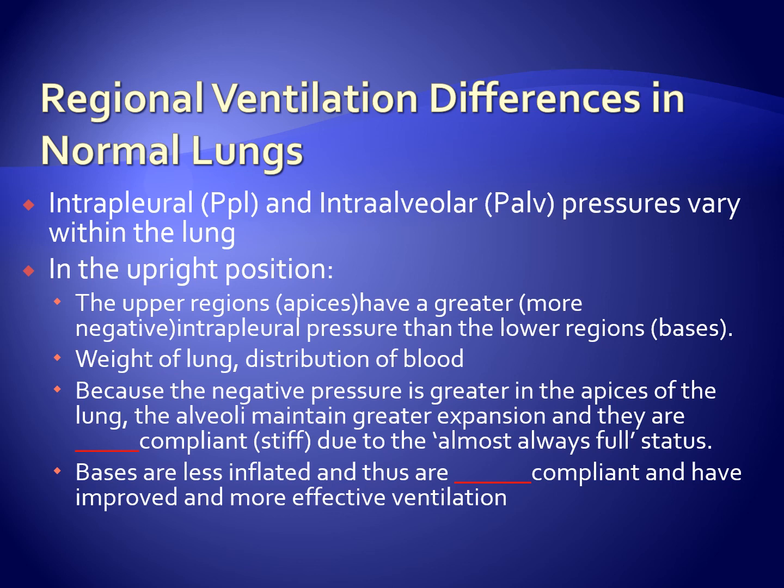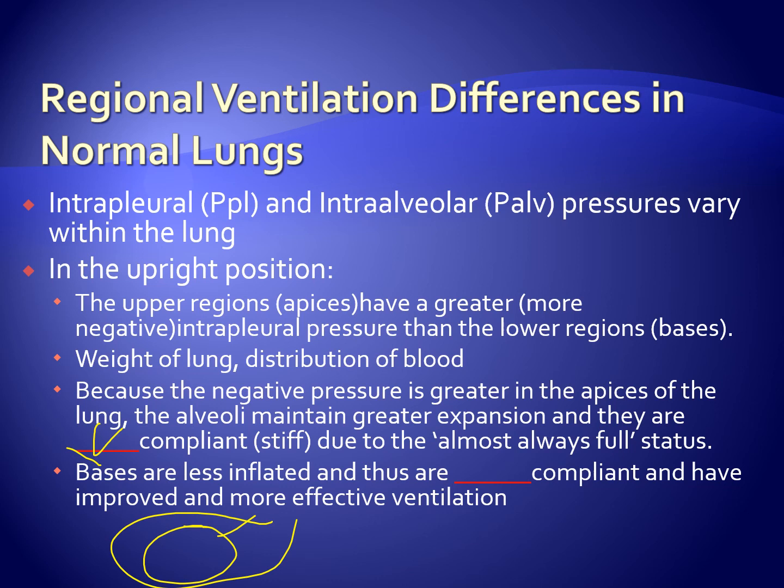Because the negative pressure is greater in the apices of the lung, the alveoli maintain greater expansion. Therefore, they are less compliant. They are stiff. Remember Hooke's law? For 1 unit of change, you'll get 1 unit of stretch. And until you reach that stretching point where it's about ready to burst, like a balloon that's about ready to pop and it doesn't move very much when you blow into it, that's what you're seeing here. It's at its expanded state. This is that Hooke's law application there, right?